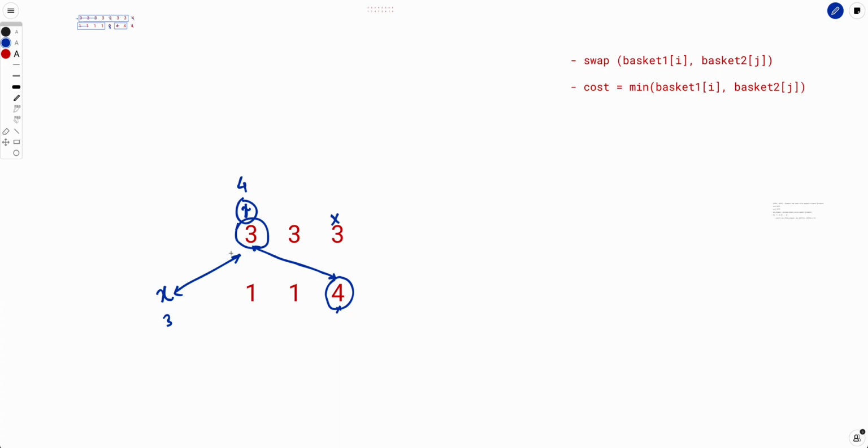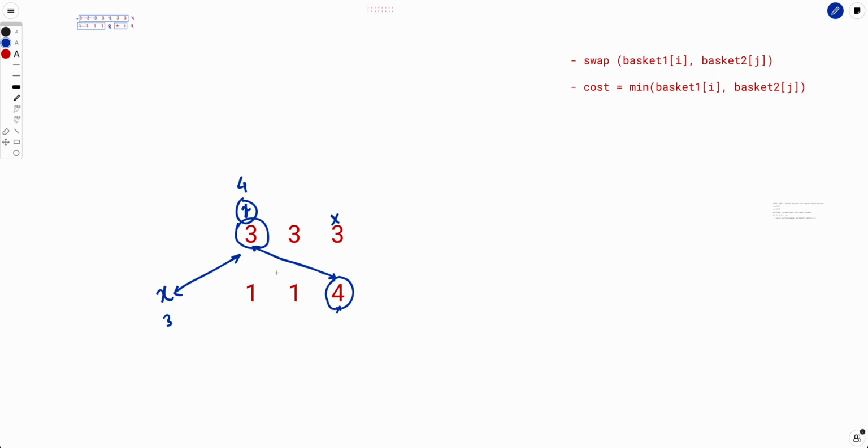Now when you do this, you will do it only when the cost of doing these two swaps is smaller than the cost of doing this single swap, right? So what is the cost of doing these two swaps? Firstly, you will be picking up x, which is smaller than both 3 and 4.